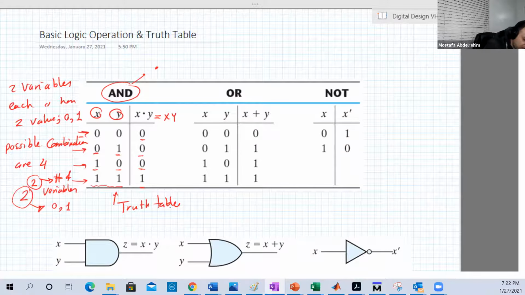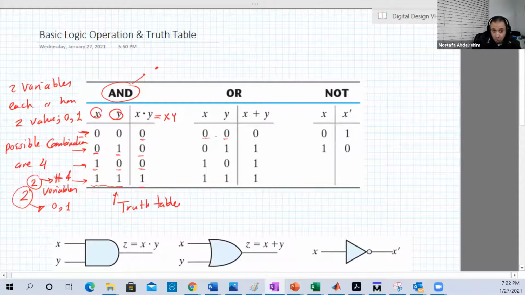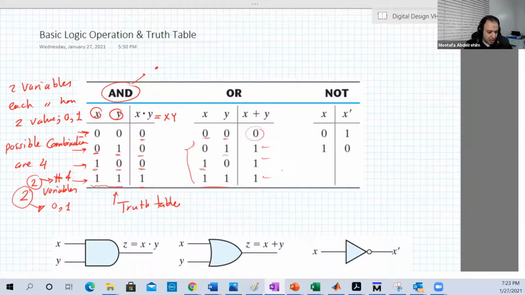Okay, so we are saying here if x is 0 and y is 0, which means both conditions are not satisfied, don't do the operation. Then in the other cases, we have at least one of them satisfied, or 2 in the last case, so do the operation. Okay, so this is the truth table for the OR.